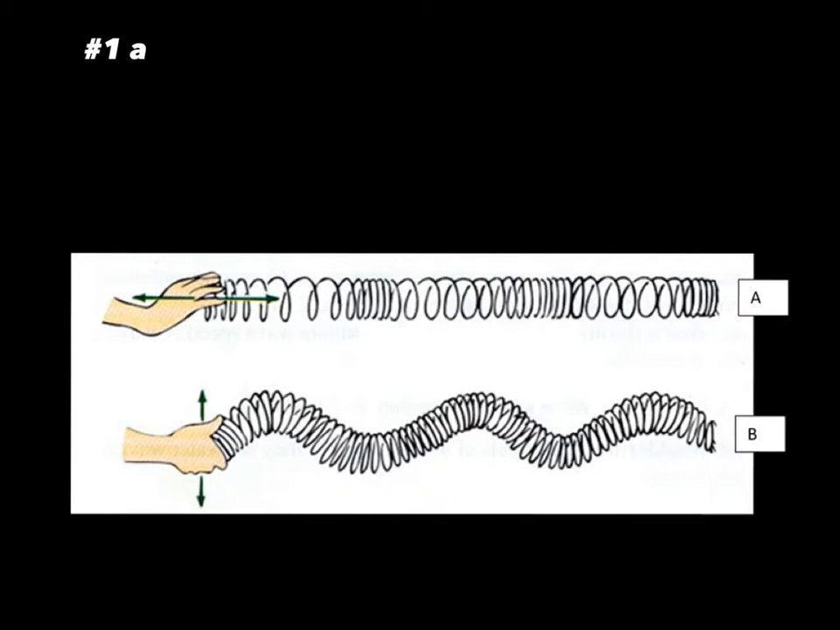Looking at this picture, this is question 1A on your review. If you remember the Slinky lab we did, it was so awesome. We were looking at P waves and S waves. In this diagram, A represents a P wave, where it just moves straight across. B represents an S wave, which moves side to side. So A is a P wave, B is the S wave.